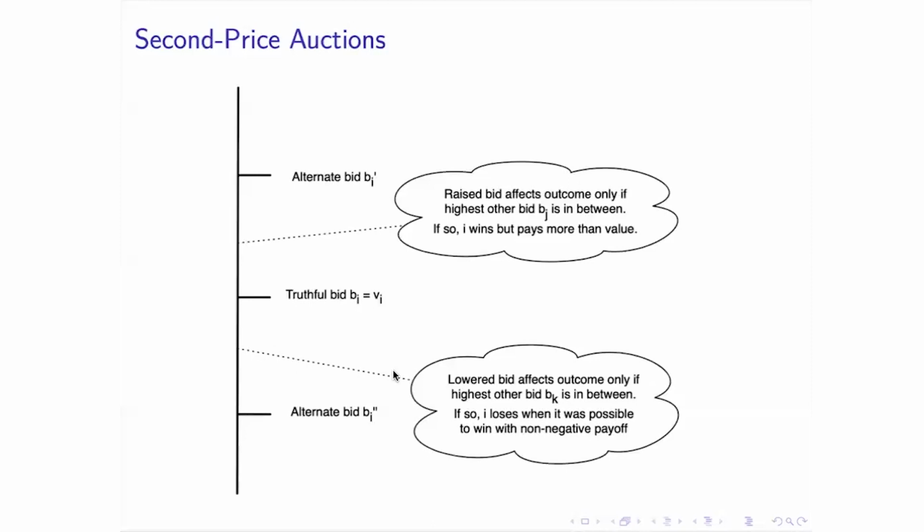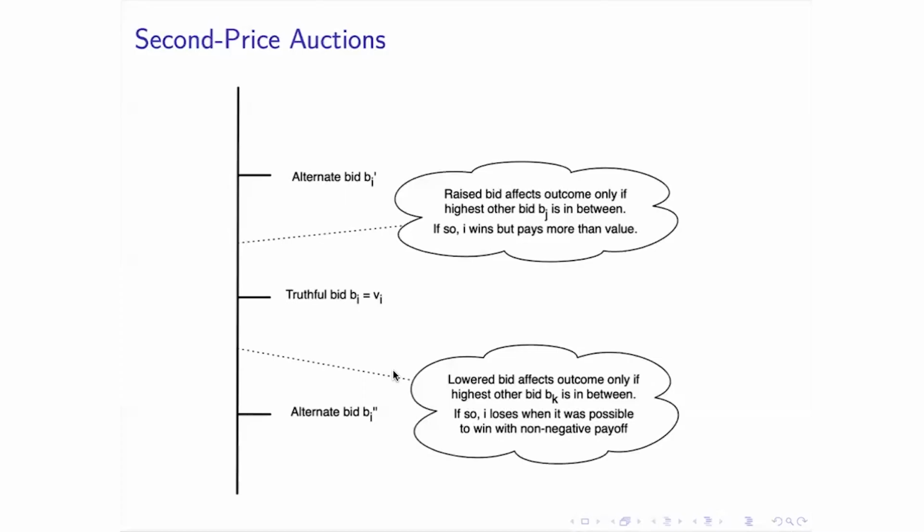So the lowering of the bid is going to affect the outcome only if the highest other bid, say BK, was in between. And in that case, I is going to lose when earlier it was possible to win with non-negative payoff, right? So in any case that you can consider, you cannot actually do strictly better off, right?